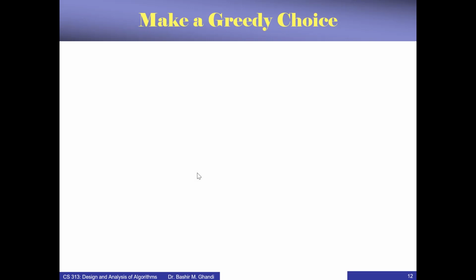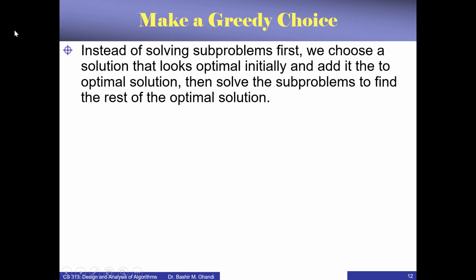And what we do in greedy approach is we make a greedy choice. Okay, instead of trying to look for all the options, now we look intuitively and select which option do we think can give us the best solution at the current time. So instead of solving sub-problems first, we choose a solution that looks optimal initially and add it to the optimal solution. Then solve the sub-problems to find the rest of the optimal solutions.